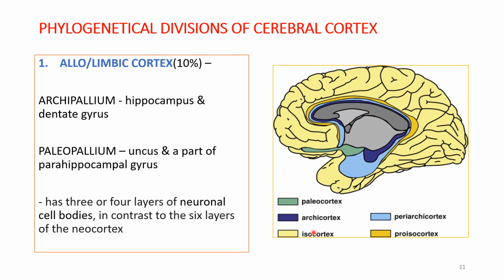Okay, this is archicortex, this blue colored one. It is composed of hippocampus and dentate gyrus. This is paleocortex. It is composed of hippocampus.